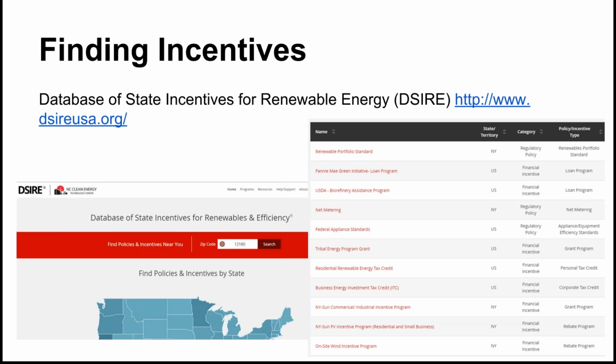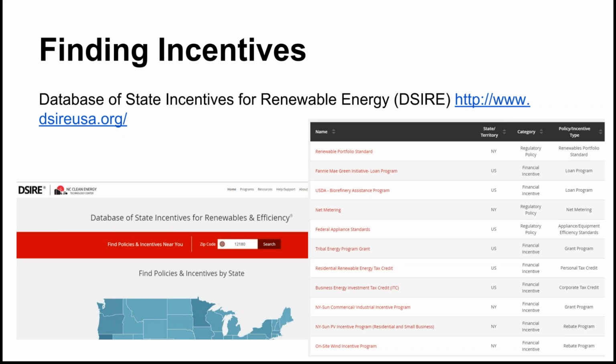And so this is a database, a state database for incentives for renewable energy. It has the awkward acronym of DSIRE. It sounds more like an online dating site than a site to find energy saving incentives, but that's what it is. And this isn't just for commercial, actually. This is for all types of incentives.